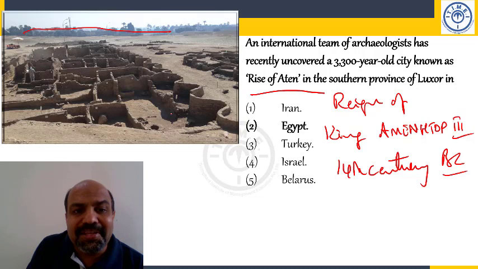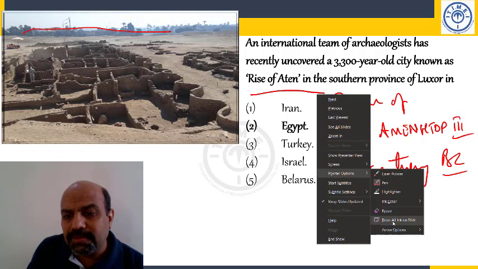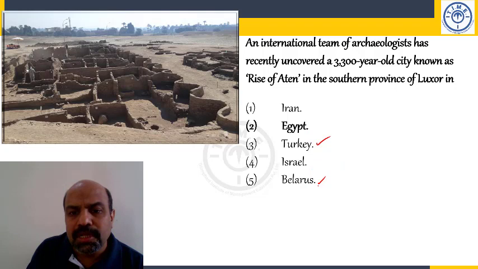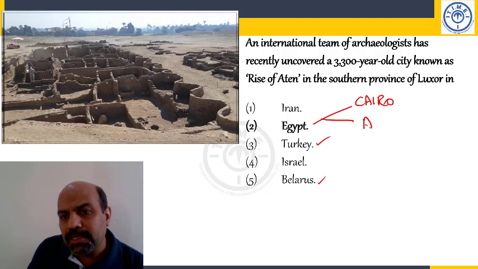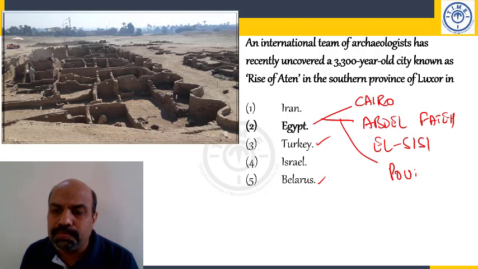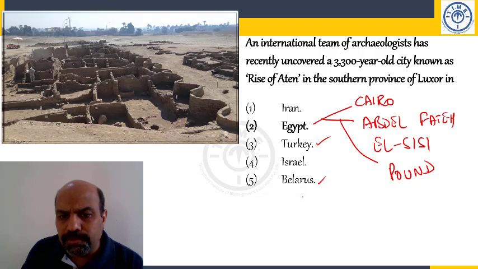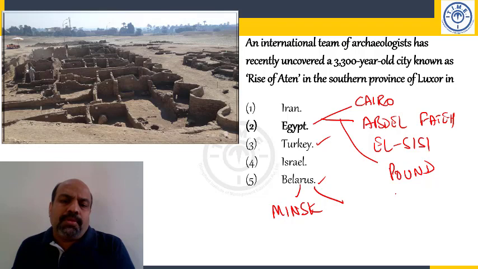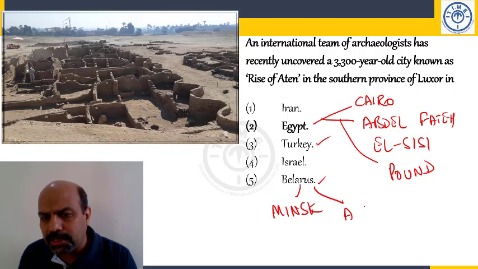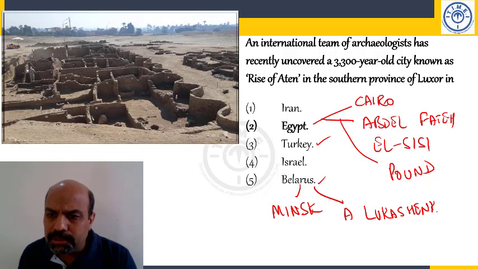So Egypt, I can tell you a little about Egypt. The rest of the countries are not very important right now. We discussed Turkey in the past. Maybe we can discuss these two countries, Belarus and Egypt. Egypt's capital is Cairo. The president is Abdel Fattah El-Sisi. And the currency is Egyptian pound. Okay. And if you look at Belarus, the capital is Minsk. And the president is Alexander Lukashenko. This guy is a badmash, is a dictator. Alexander Lukashenko. And the currency is ruble. The Belarusian ruble, it's called.